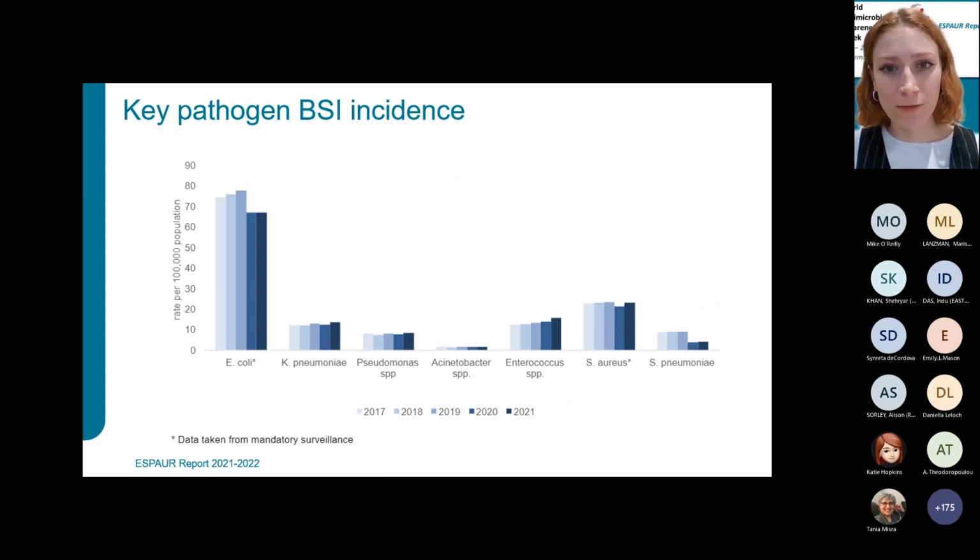This graph shows the incidence for key pathogen bloodstream infections from 2017 to 2021. For many of the key pathogens, such as Klebsiella pneumoniae, Pseudomonas species, Acinetobacter species, and Enterococcus species, the incidence of bloodstream infections showed a slight increase between 2017 and 2021. However, looking at E. coli bloodstream infections, in 2020 and 2021, the incidence decreased. And this explains why we saw earlier that there's been a decline in the overall burden of antimicrobial resistance in 2020 and 2021, as this has been predominantly driven by the reduction in the incidence of E. coli bloodstream infections. And this itself is likely due to the multifactorial effects of the COVID-19 pandemic, which commenced in early 2020. Next slide, please.